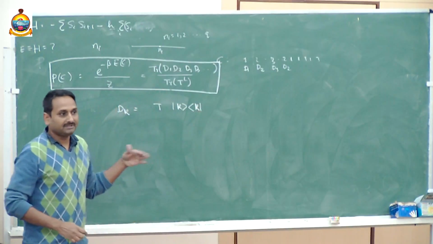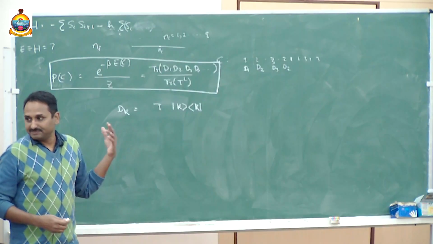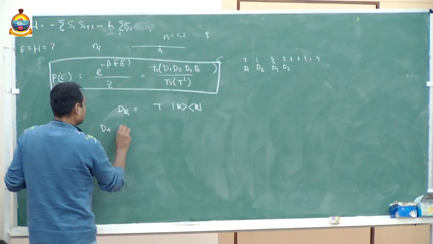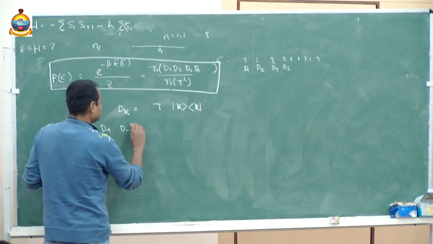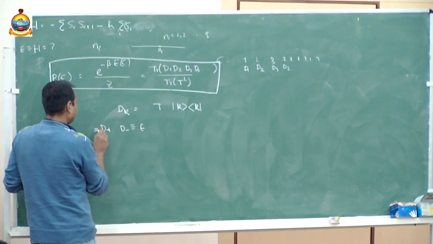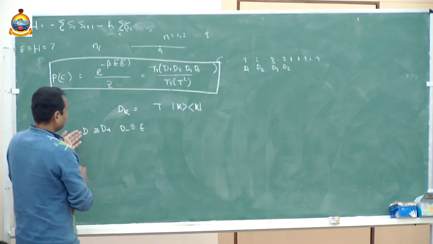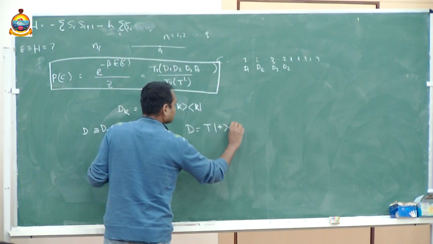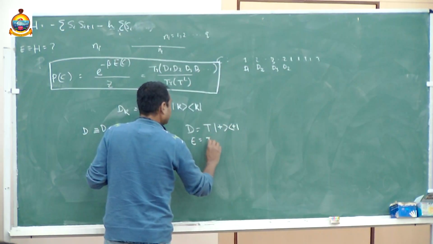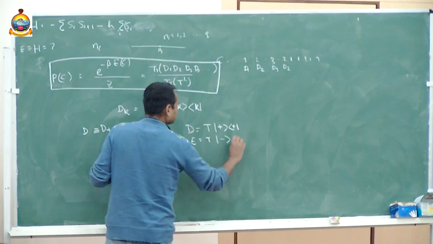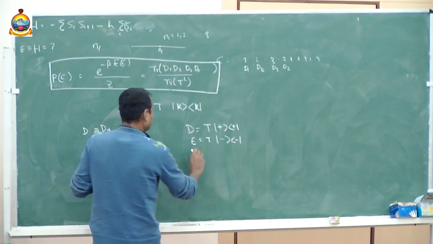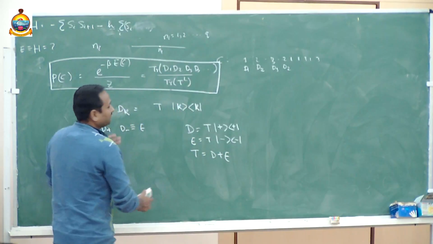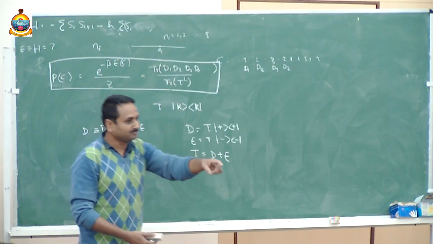So for example, for the Ising model, D1 and D2 I can represent as D plus and D minus. D minus I was representing by E, and D plus I was representing by D. And then I find that D equals T times plus plus, and E equals T times minus minus, and T equals D plus E. So the general notation, this is just T to the power L, maybe let me see.